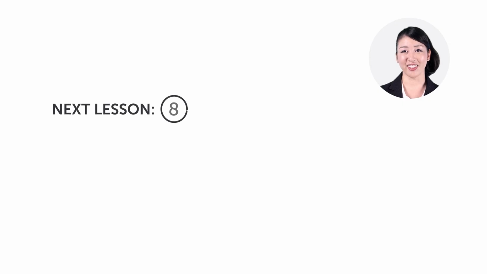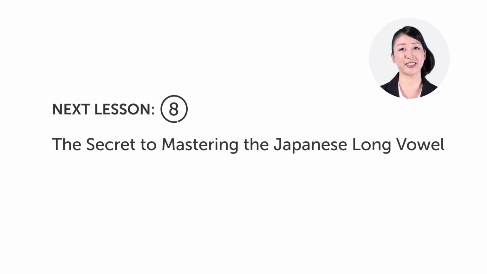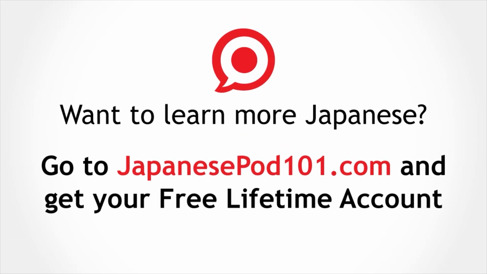In the next lesson, you'll learn a secret to mastering the Japanese long vowel. Here's a sample. Can you hear the difference between おばさん, meaning aunt, and おばあさん, meaning grandma? You'll learn how in the next lesson. What's the worst pronunciation mistake you've made? Share in the comments. See you in the next Ultimate Japanese Pronunciation Guide lesson.